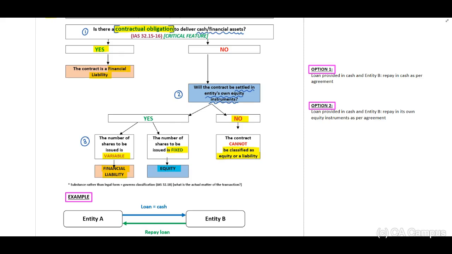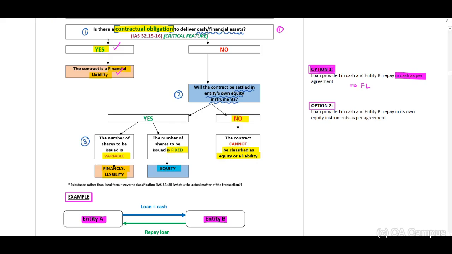Let's look at a basic example. You have the example on the bottom of your page. Now at the bottom you will identify that we have entity A that provides a loan to entity B in cash. Now as per option 1, the loan is provided in cash and entity B has to repay the loan in cash. Therefore, when you look at our questions, question number 1, is there an obligation to deliver cash or financial assets? Yes. Therefore, immediately we can identify that this is a financial liability.